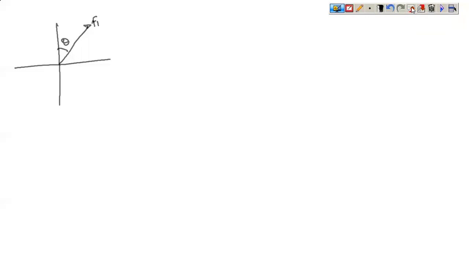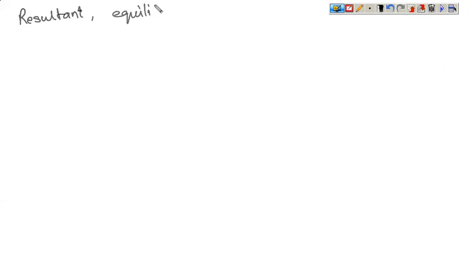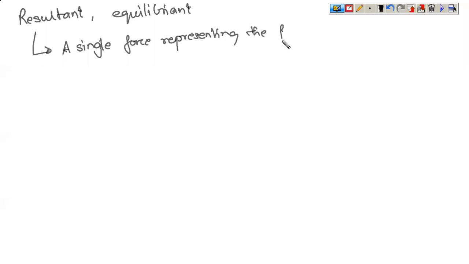Now, let us take another case. Let us have the term resultant now. There are two terms, resultant and equilibriant. Okay, so resultant means a single force representing the force system.